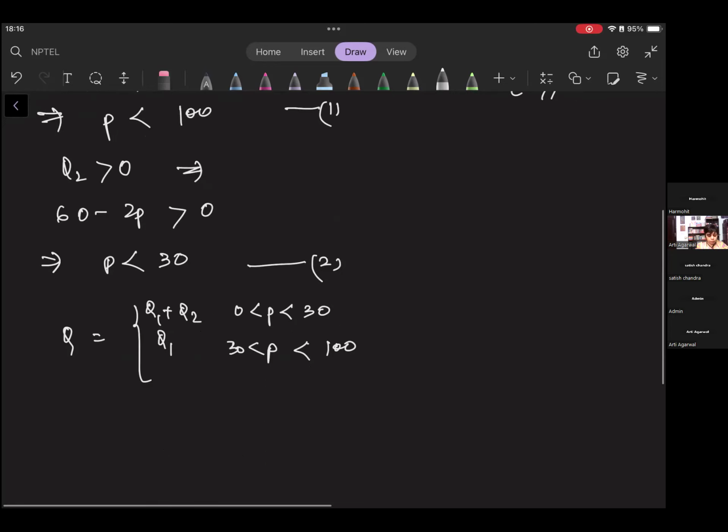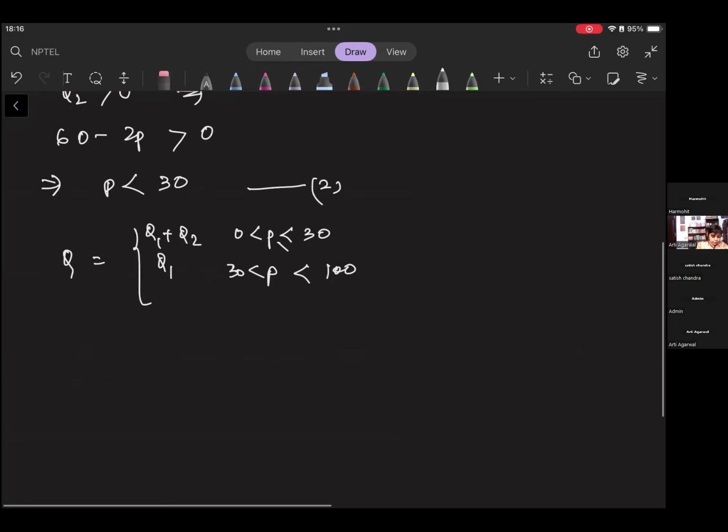Somebody did ask this question when we were having this discussion in the class. You can put equality here or you can put equality here. You don't have to put it in both places, but you can put the equality in either of the two places, because in both places Q2 is anyway 0 at P equal to 30. So whether you put equality or not, it's the same thing. This is the second slab, and the next is P greater than 100. At that, demand is 0, because even for the first group the condition is not met.